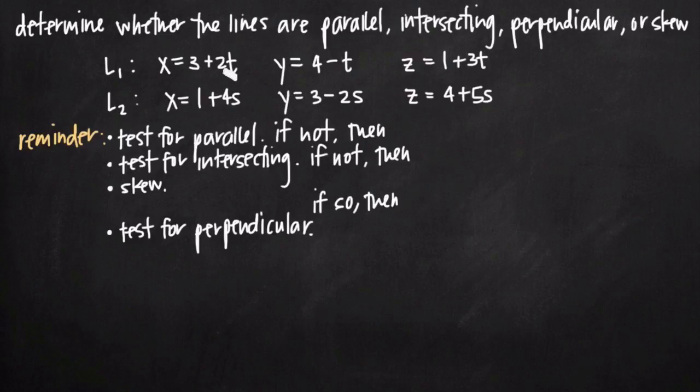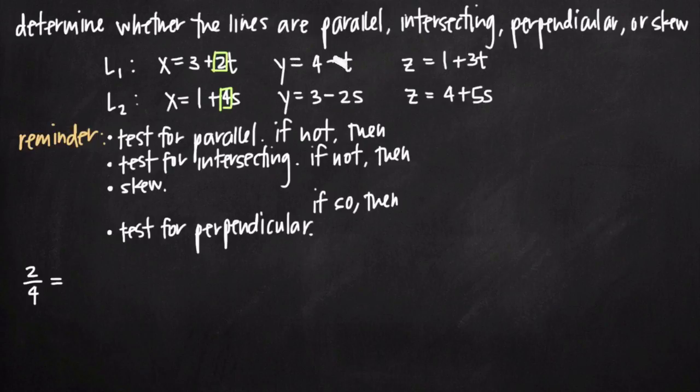We're going to take the coefficients on our parameter values. So remember, our parameter values were t and s for L sub 1 and L sub 2 respectively. Well, the coefficient on t here is 2. The coefficient on s here is 4. Both of these parametric equations are equations for x. So what we want to do is take the ratio of these two coefficients. We're going to say 2 over 4, like this. Then we're going to set that equal to the ratio of the coefficients on our parameter values in our y equations.